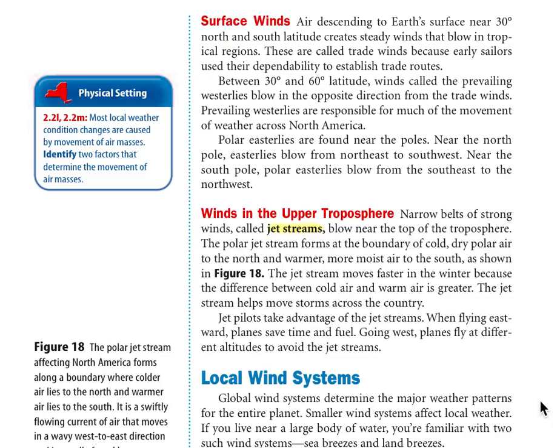Winds in the upper troposphere. Narrow belts of strong winds called jet streams blow near the top of the troposphere. The polar jet stream forms at the boundary of cold, dry polar air to the north and warmer, more moist air to the south, as shown in Figure 18. The jet stream moves faster in the winter because the difference between cold air and warm air is greater. The jet stream helps move storms across the country.